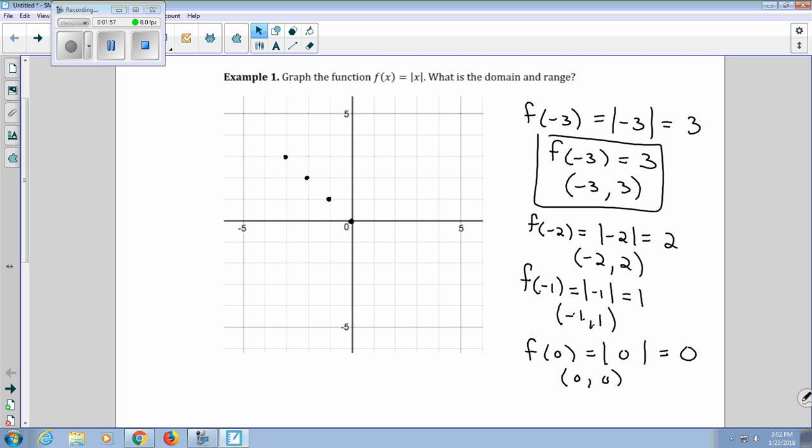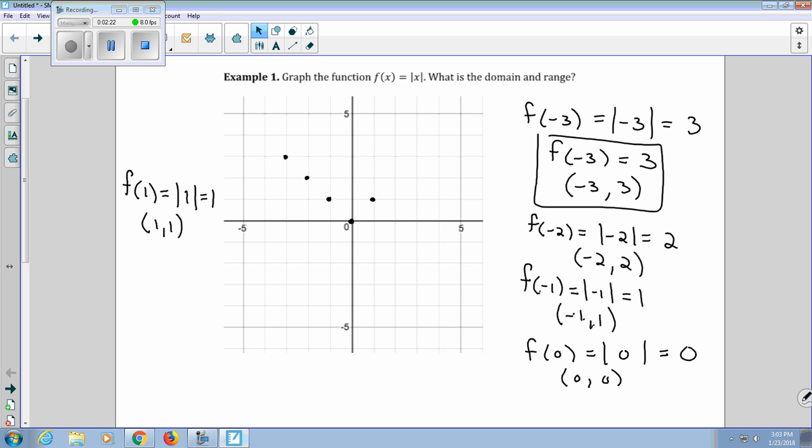If we want to try one more value, maybe we could go to +1. And the second that you see a pattern, you really don't have to continue. So if we check x is equal to 1, that's the absolute value of 1, which since 1 is positive, it just remains 1. This is the point 1, comma 1. And we get this spot here.